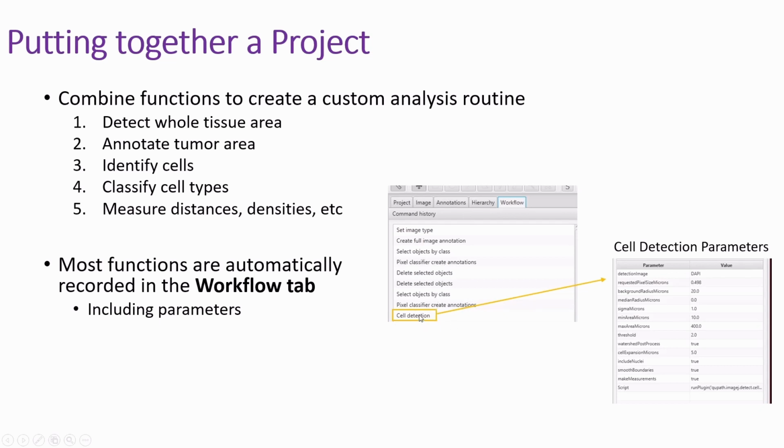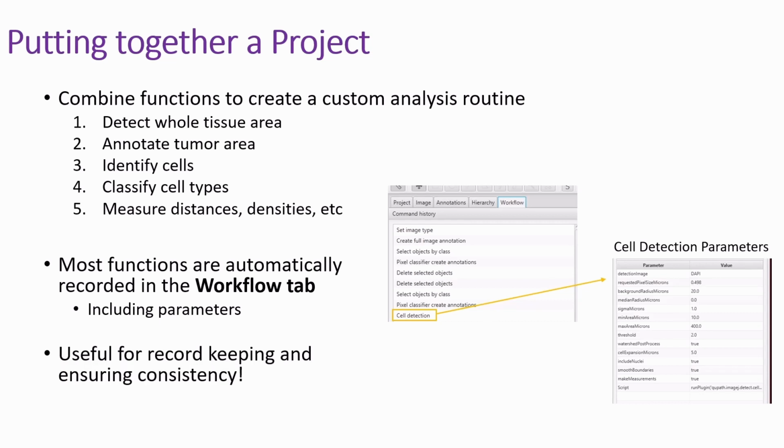And in the workflow tab, you can click on any step here, and it gives you the parameters that you used. So in the case of cell detection, it talks about smoothing and minimum sizes and channels. And this is all just recorded for you. This is a really big deal for record keeping and ensuring consistency, so that if you come back to a project 6 months from now, you'll still have a detailed record of everything you did, so that you can analyze the next image you got in exactly the same way.